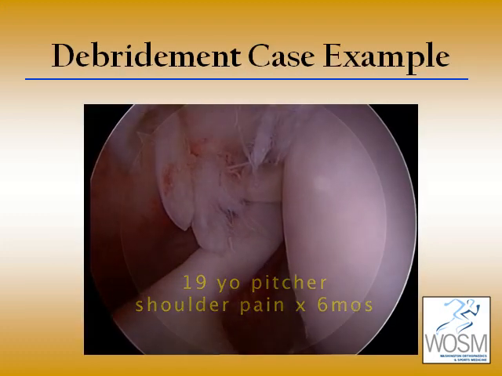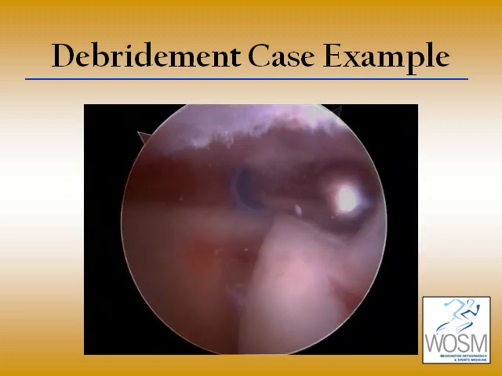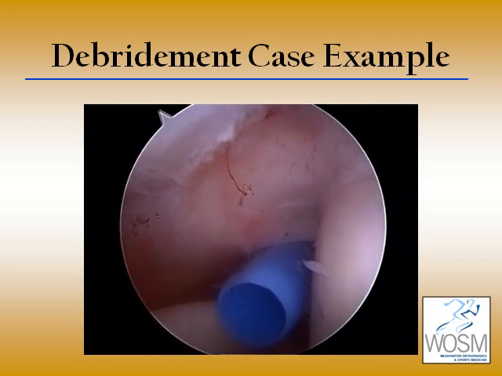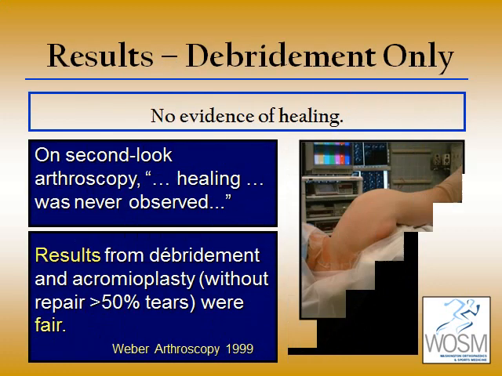This is an example of a case debridement, a 19-year-old pitcher with pain related to throwing. And this is a good type of problem because it involves a very small partial thickness tear that's debrided, and he's going to be able to return.